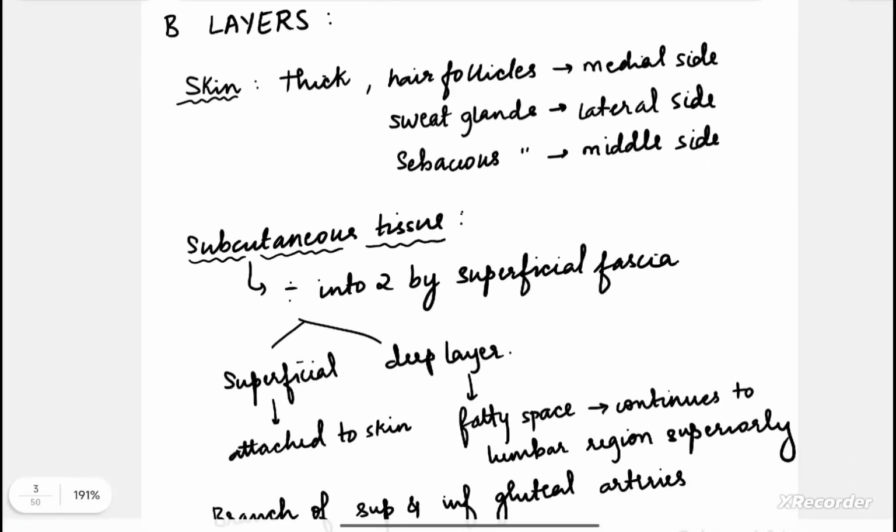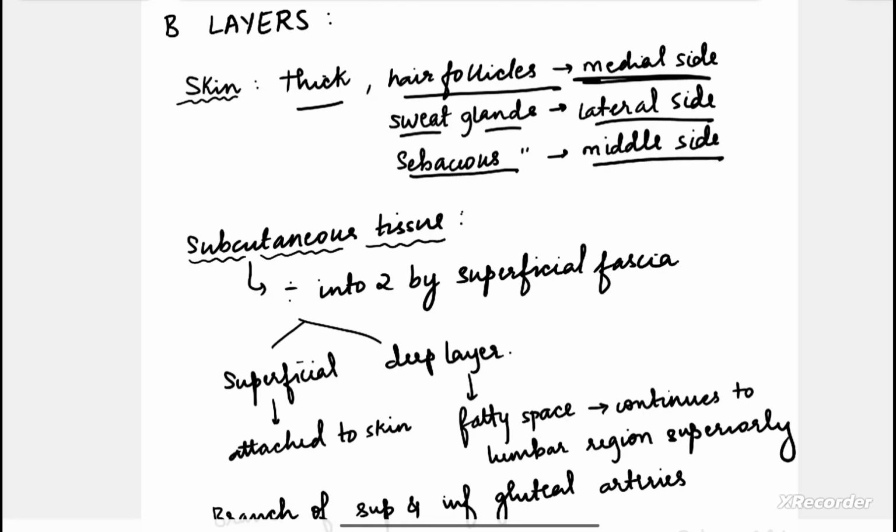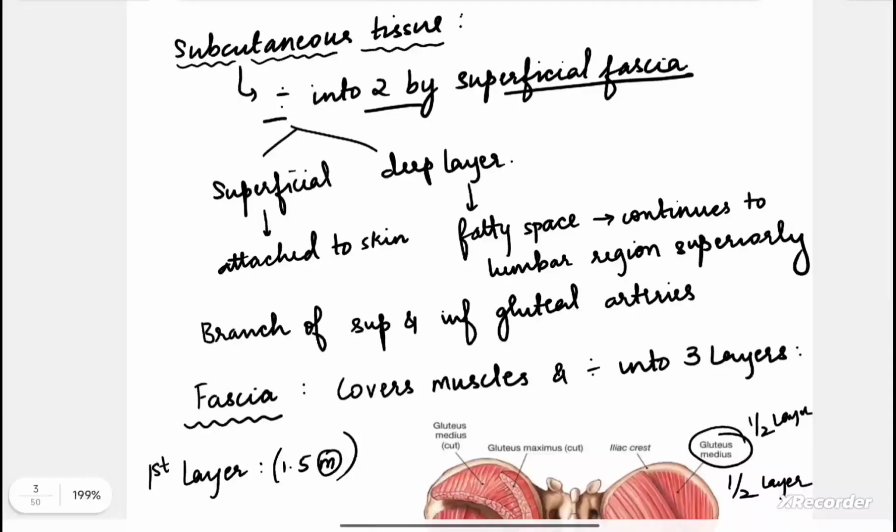Next are the layers. There is skin, which is thick; hair follicles are present on the medial side, sweat glands on the lateral side, sebaceous glands on the middle side. Subcutaneous tissue is divided into two by the superficial fascia, superficial and deep layers. The superficial is attached to the skin and the deep layer has a fatty space continuing to the lumbar region superiorly. Branches of the superior and inferior gluteal arteries are present.